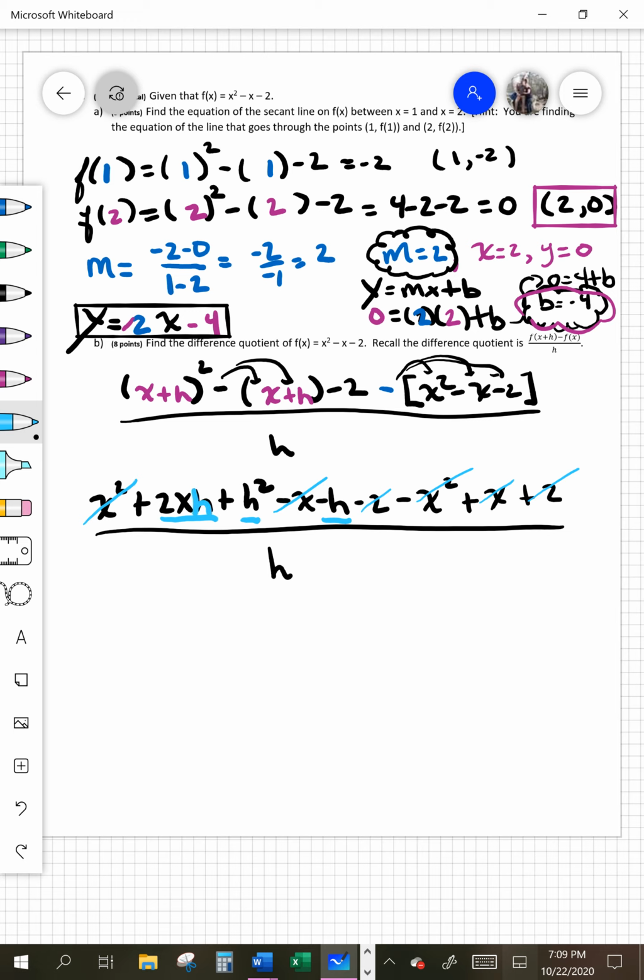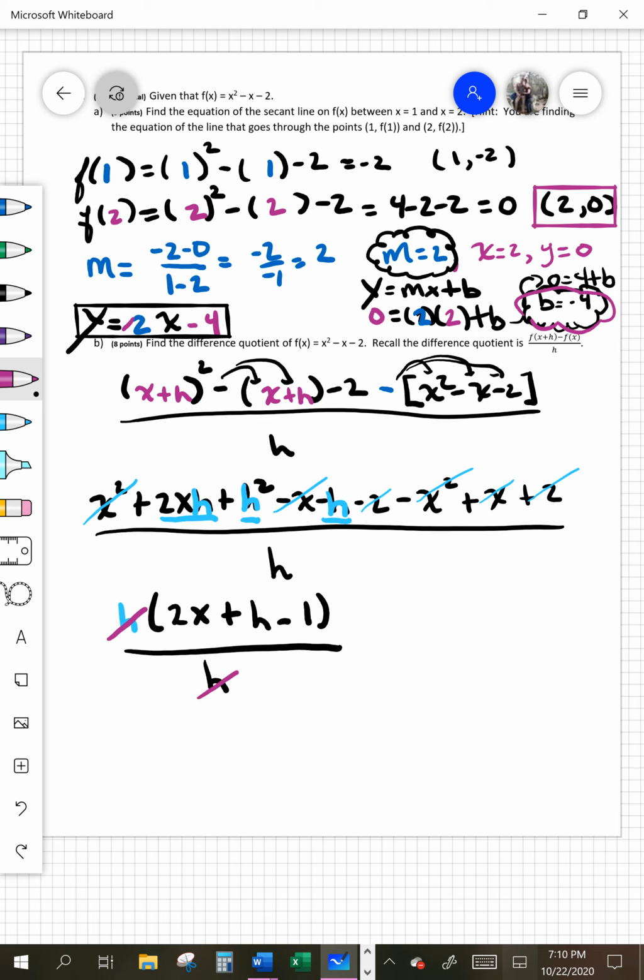Notice that all of those terms have an h in common. So I'm going to pull the h out of the numerator, which leaves us, for the first term, just the 2x, plus pulling an h out of h squared is an h, minus pulling an h out of h leaves us with 1, all over our denominator of h. Now that we pulled out the h and the numerator is in factored form, this h will cancel with the h in the denominator, and we're left with 2x plus h minus 1, which is our difference quotient.